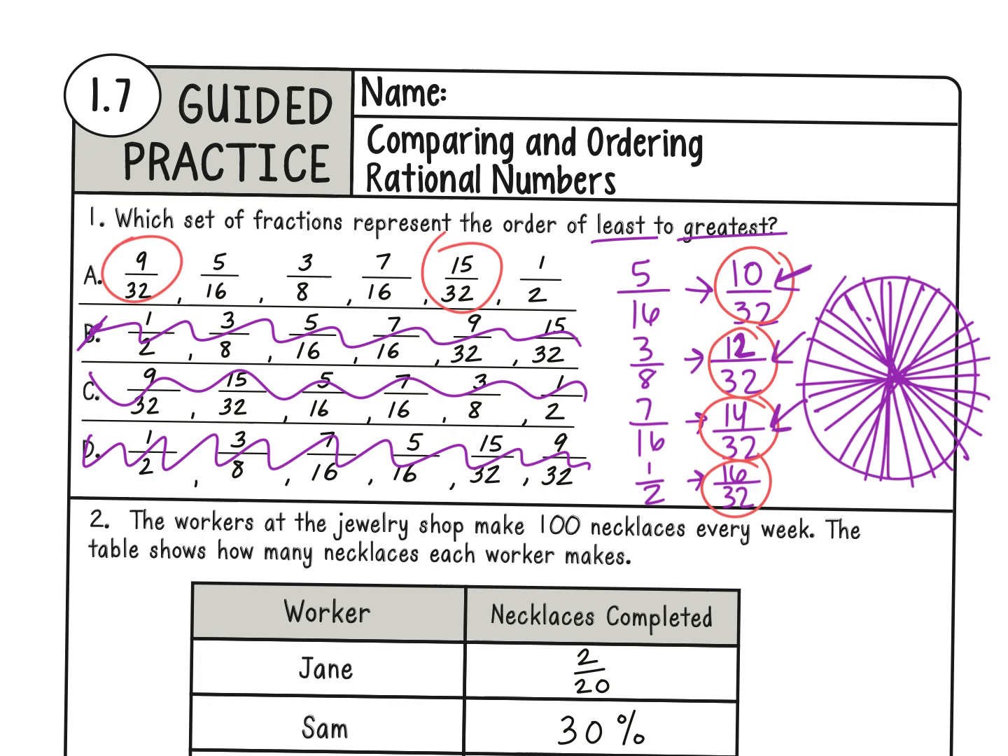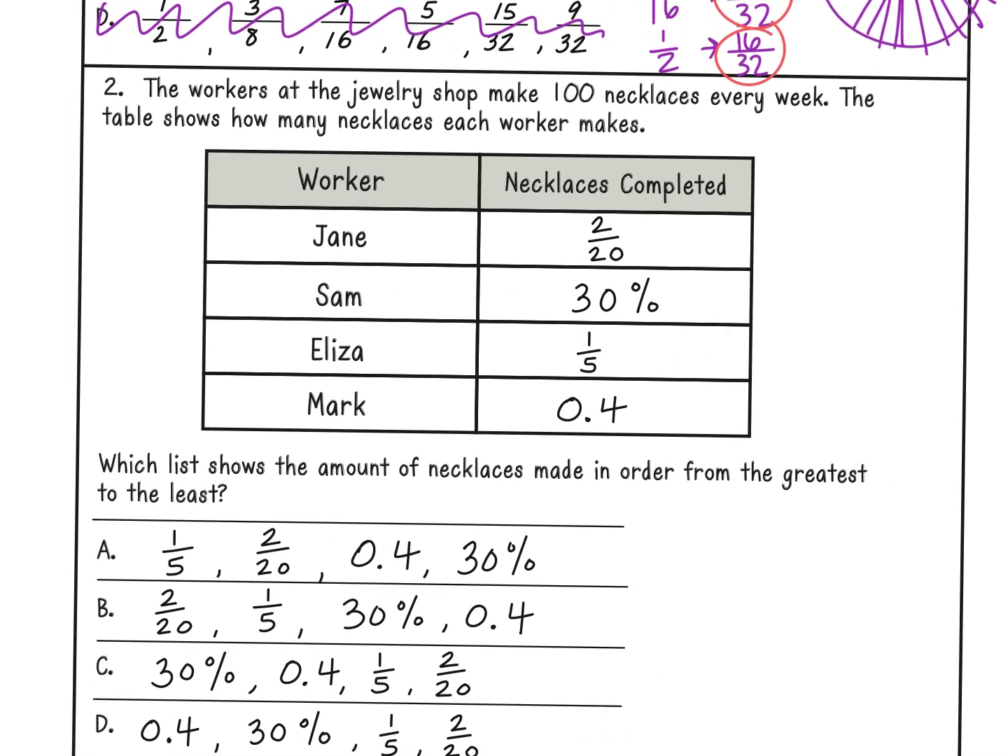Okay, let's look at this problem below. It says, the workers at the jewelry shop make 100 necklaces every week. The table shows how many necklaces each worker makes. Okay, I've got all kinds of stuff in this table. I've got fractions, percents, and decimals. What is the first thing I need to do? Convert them all. Okay, I need to convert them all. I'm going to convert them all to decimals.